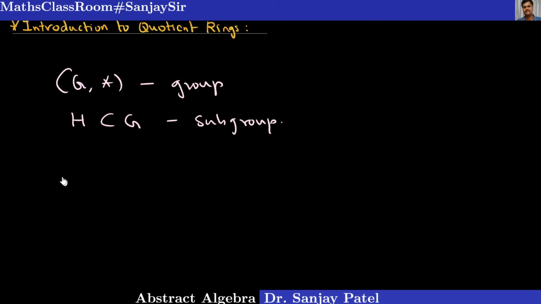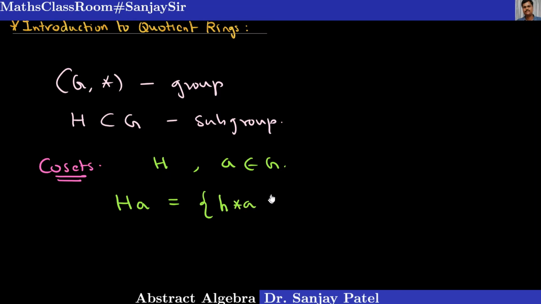So you recall the definition of cosets. We have defined two types of cosets in group theory. If H is a subgroup of the group G, and if we have a subgroup H and an element A in the group G, then we can define a set which is denoted by the symbol HA, and the meaning of this symbol is the set of all the elements of the form H star A, where small h belongs to capital H.